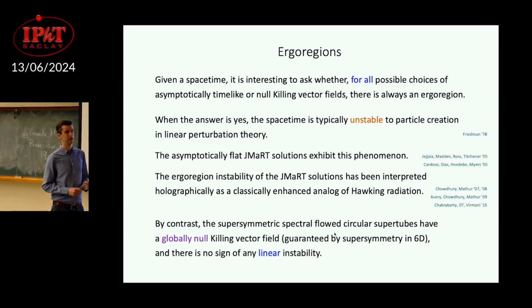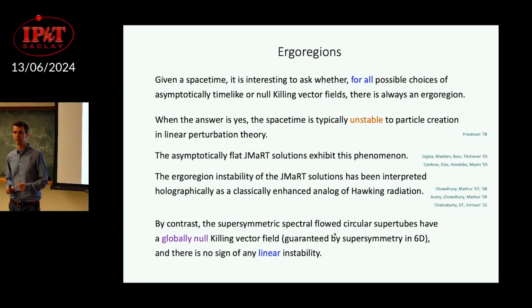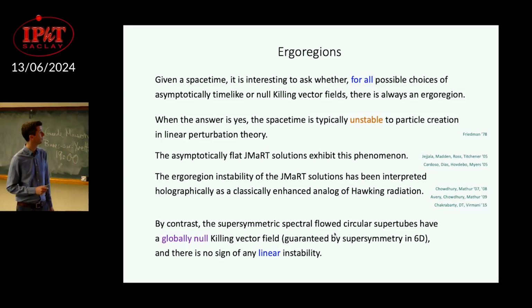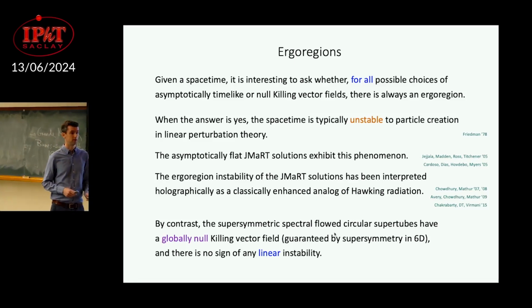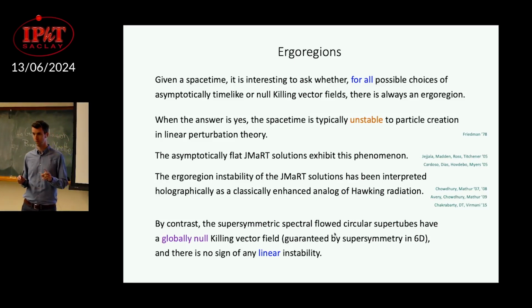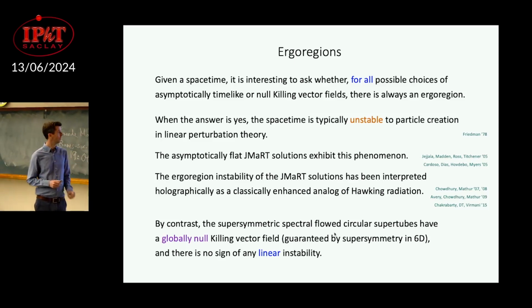When the answer to that question is yes, the space-time is typically unstable to particle creation, and you can see that in linear perturbation theory. There are unstable modes. The asymptotically flat JMaRT solutions, the solutions with general left and right spectral flows that I've been talking about, exhibit precisely this phenomenon. This is an instability in linear perturbation theory, and the ergo region instability of these JMaRT solutions was interpreted holographically as a classically enhanced analog of Hawking radiation.